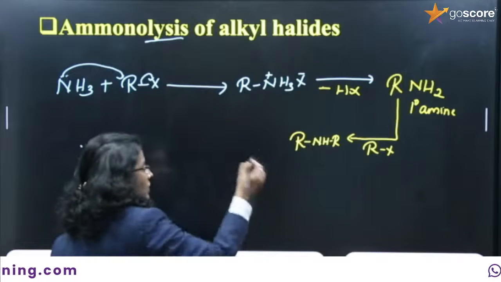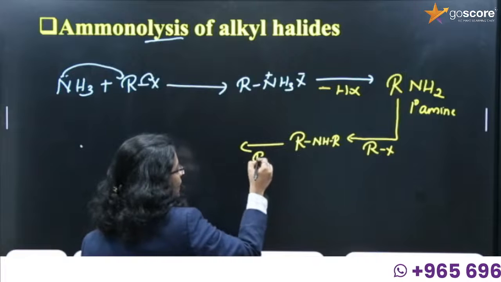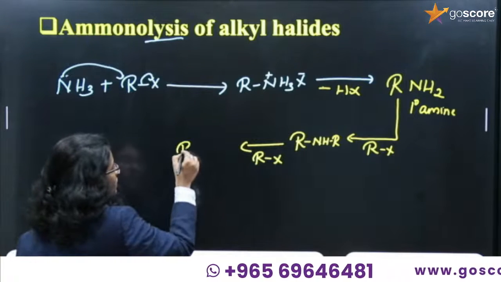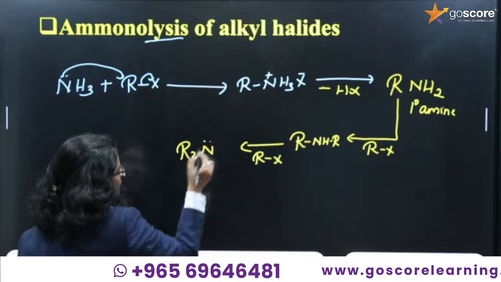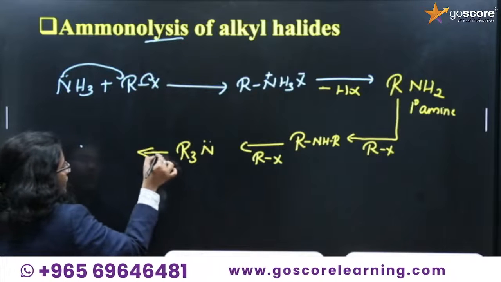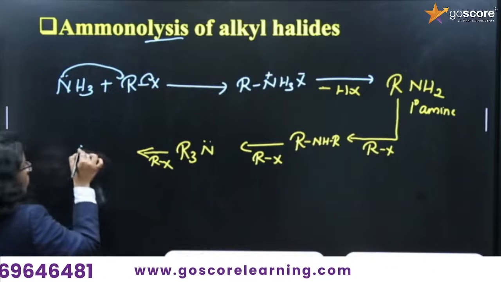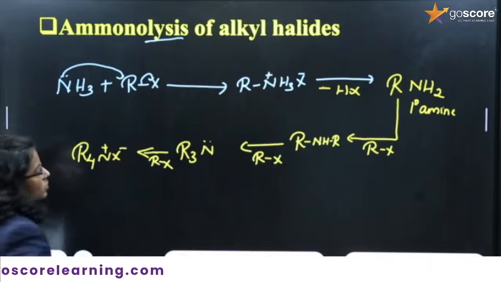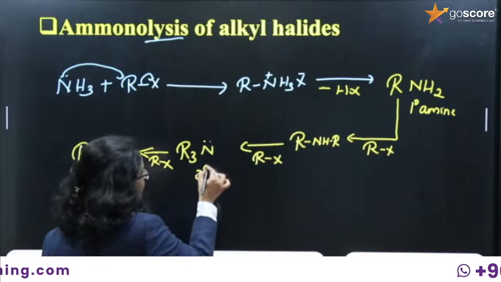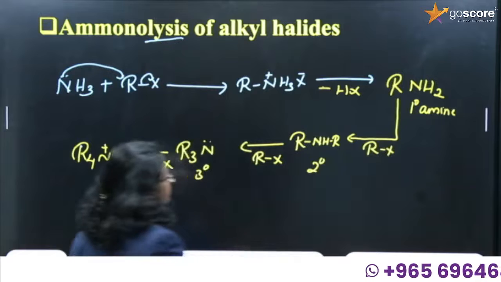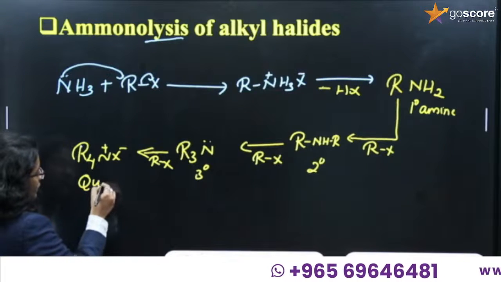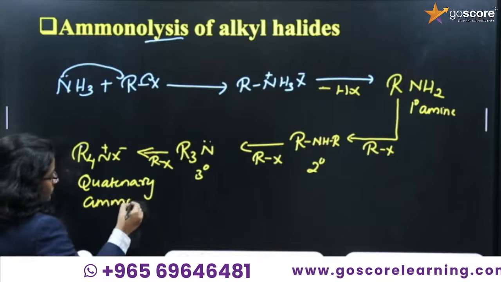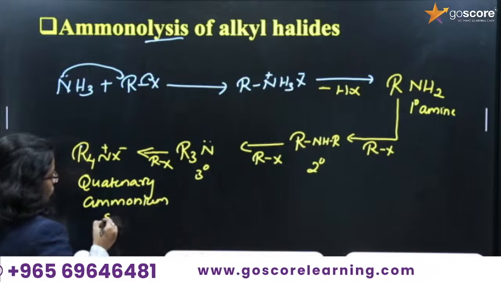RNHR. If you react it again with alkyl halide, here the HX will be eliminated. You will get a tertiary amine. If you react again with an alkyl halide, you will get a quaternary ammonium salt. So this is tertiary, this is secondary, this is primary, and this one is a quaternary ammonium salt.